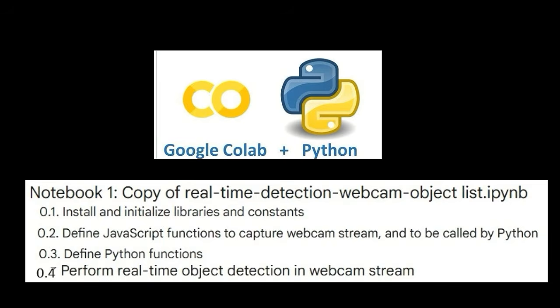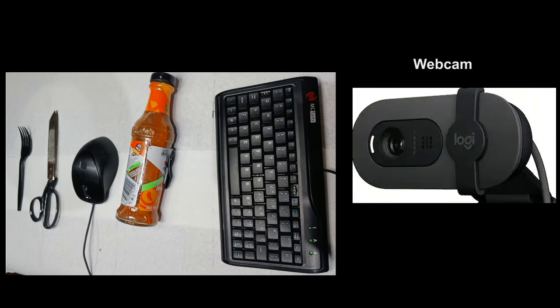The Google Colab Cloud platform leveraged GPU acceleration to enhance processing speed. 5 target objects out of 80 predefined by YOLO were imaged with a web camera. These were a fork, a scissors, a mouse, a bottle, and a keyboard.